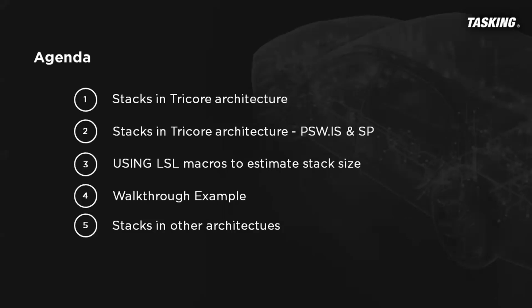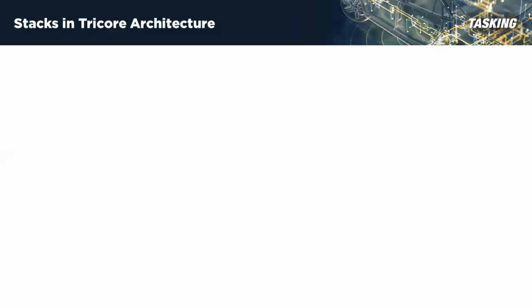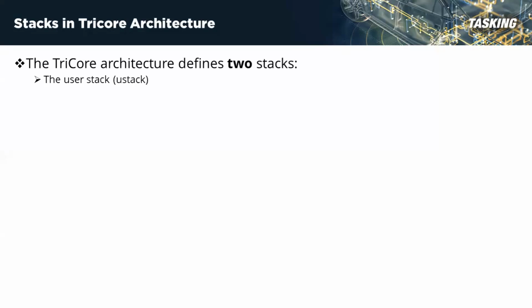So let's get started with the first point here, which is the stacks in the TriCore architecture. The TriCore architecture has two stacks. There is something called U-stack and I-stack. U-stack stands for user stack, and I-stack stands for interrupt stack. The interrupt stack is used when an interrupt happens and you jump to the interrupt service routine in order to execute it.